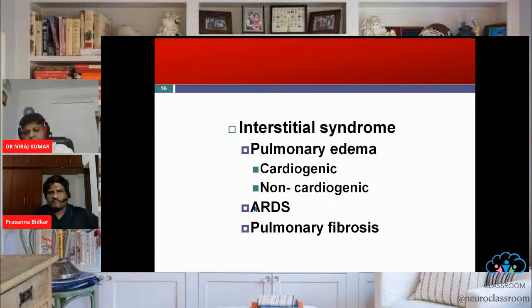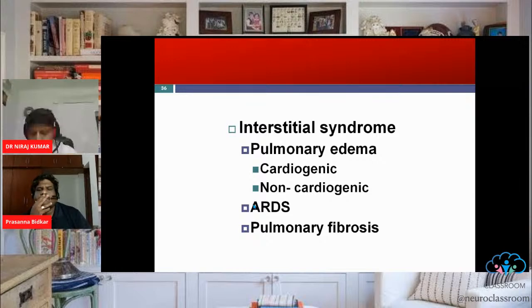Now we have finished the pleural pathology, means we have finished pneumothorax and the pleural effusion. Now we are moving towards the parenchymal part of the lung. That is also called interstitial syndrome. So interstitial syndrome, after that we will discuss the alveolar syndrome. Regarding the interstitial syndrome, it may be because of edema or maybe because of ARDS or fibrosis.